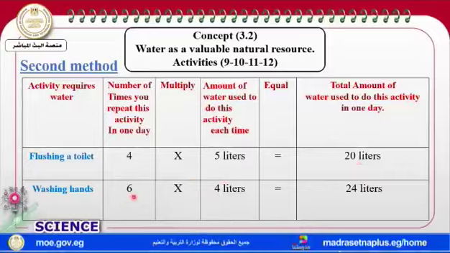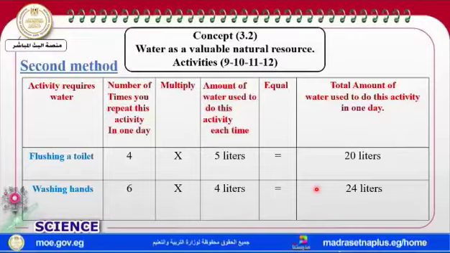But washing hands, we repeat washing hands. We said that we wash our hands 6 times every day, and multiply this with the amount of water used to do this activity, which is 4 liters. So 6 multiplying 4. So the total amount of water used to do this activity will be 24 liters. This number of liters is very large.